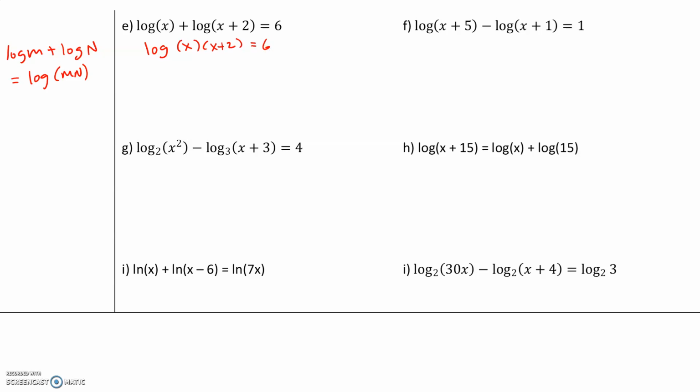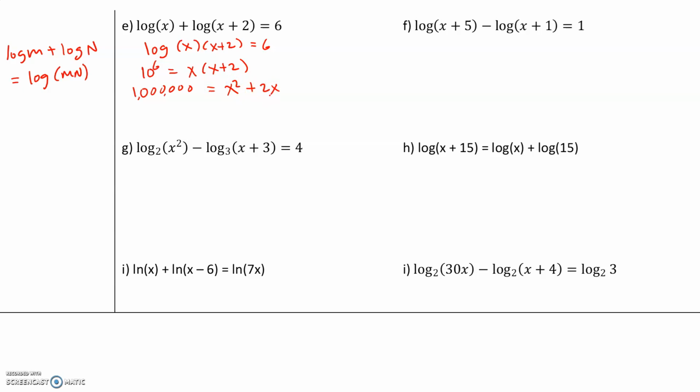Now the log has a base 10, right? So we're going to have 10 to the 6th power equals x times x plus 2. 10 to the 6th power is basically a 1 with 6 zeros, and you can also do this in a calculator if you wish. 10 to the 6th power equals 1,000,000. So we have 1,000,000 equals x squared plus 2x.